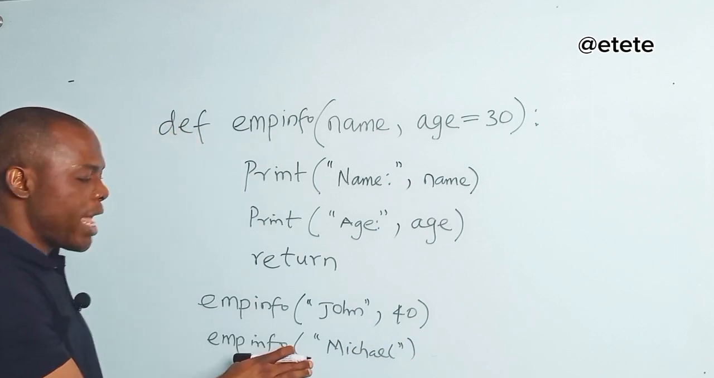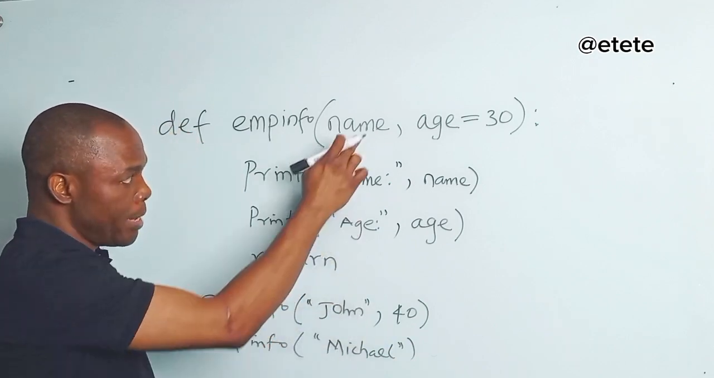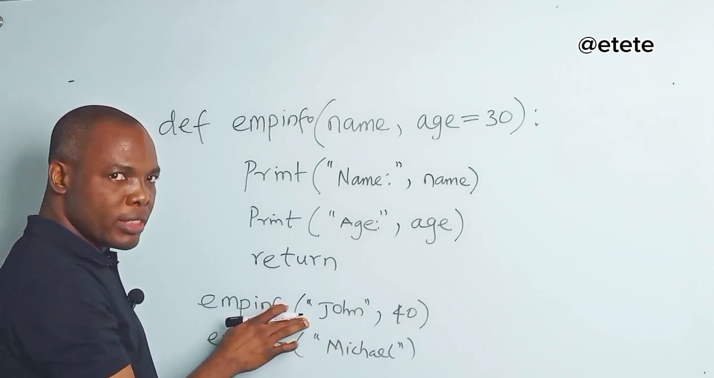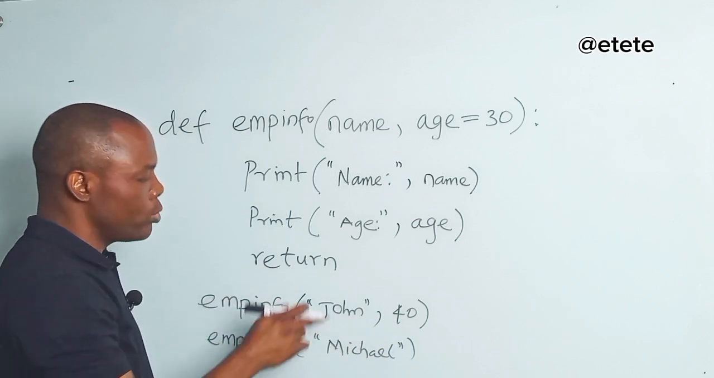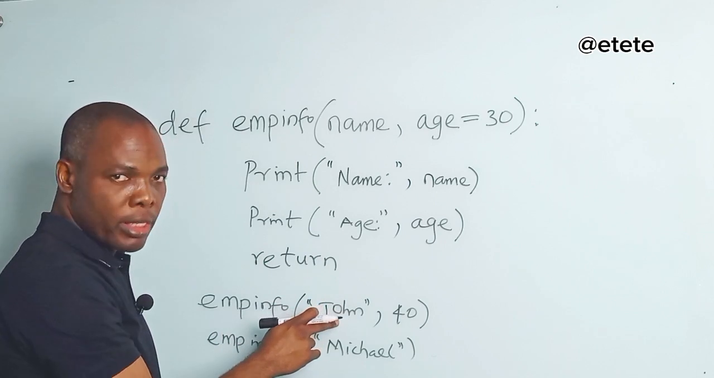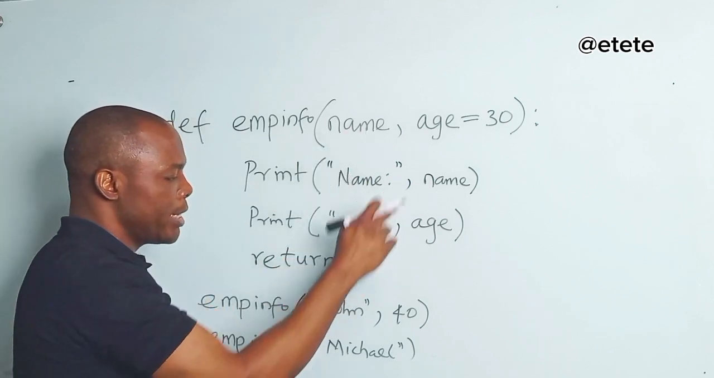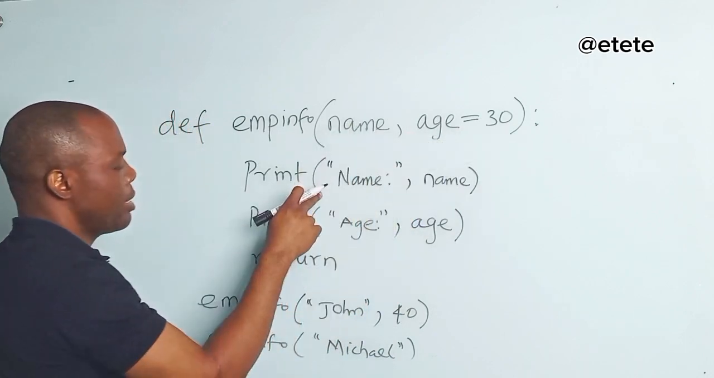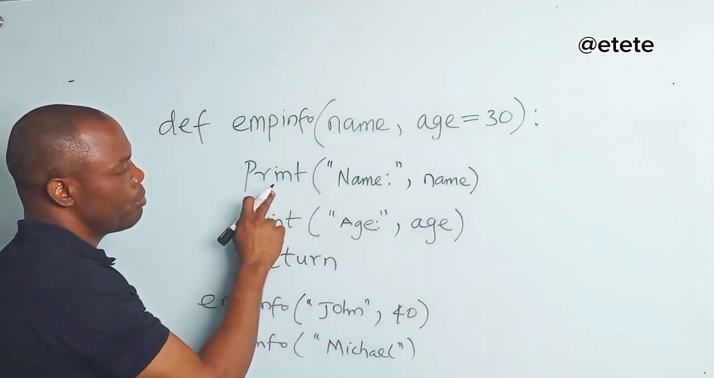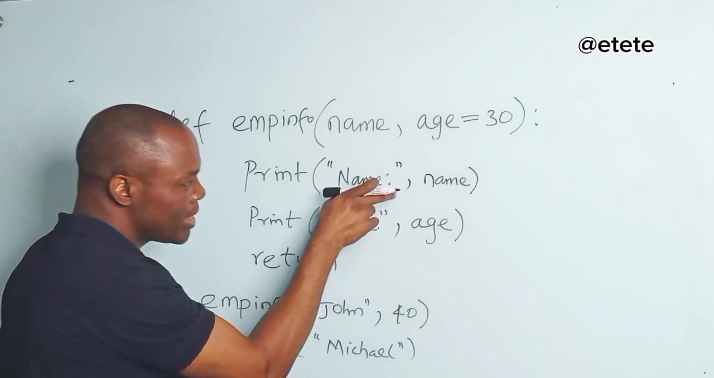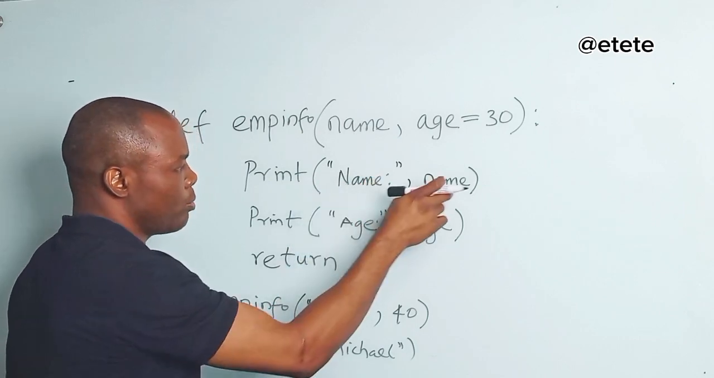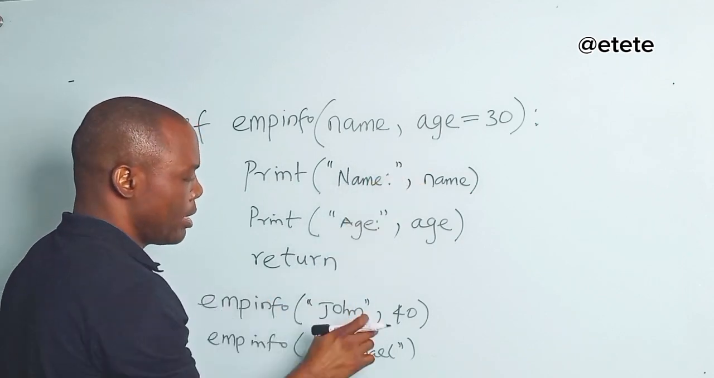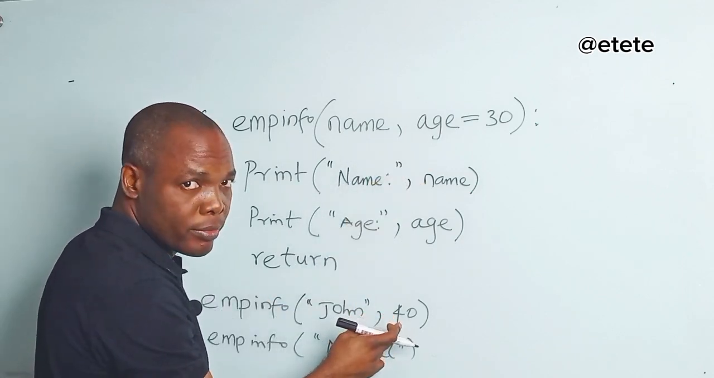So in this one, I'm supplying only Michael, which is the name. I'm not supplying age. Now, when I run this process, it will take this John and give it to name, and then it will take this 40 and give it to age. So because I'm calling the function, it will come in and print name. So it will print this string, and then it will print John. And then it will come down and print age, right? And then it will print 40.